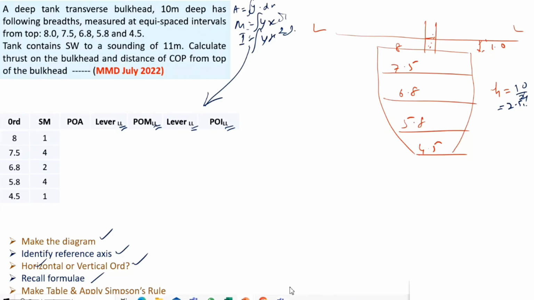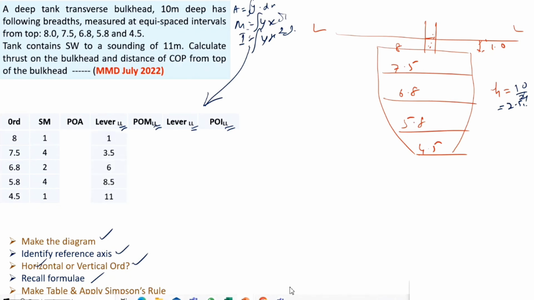Yes. So now lever, look at the diagram. For lever, go back to the diagram. And what is lever? For each ordinate, visualize its geometric center and see what is the perpendicular distance from the reference axis. So what is the lever for 8 meter ordinate? 1. What is the lever for 7.5 meter ordinate? Then you will keep adding 2.5.